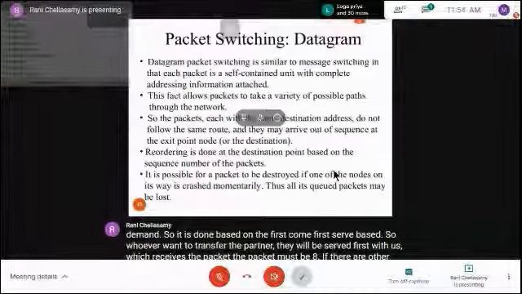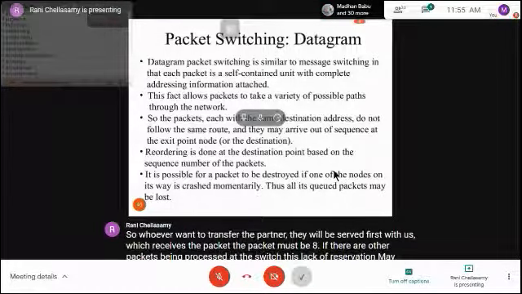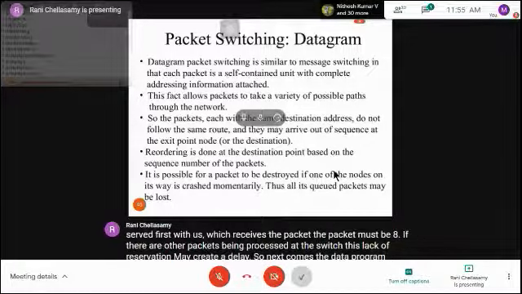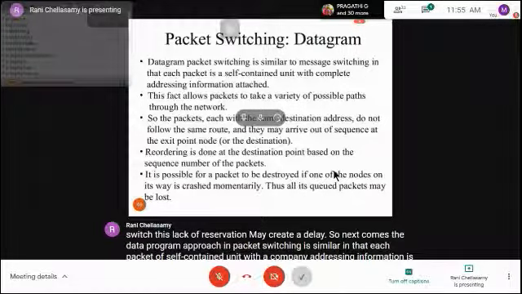So next comes the datagram approach. Datagram approach in packet switching is similar to message switching in that each packet is a self-contained unit with the complete addressing information attached. The destination address will be attached to the packet. This fact allows the packet to take a variety of possible paths through the network.